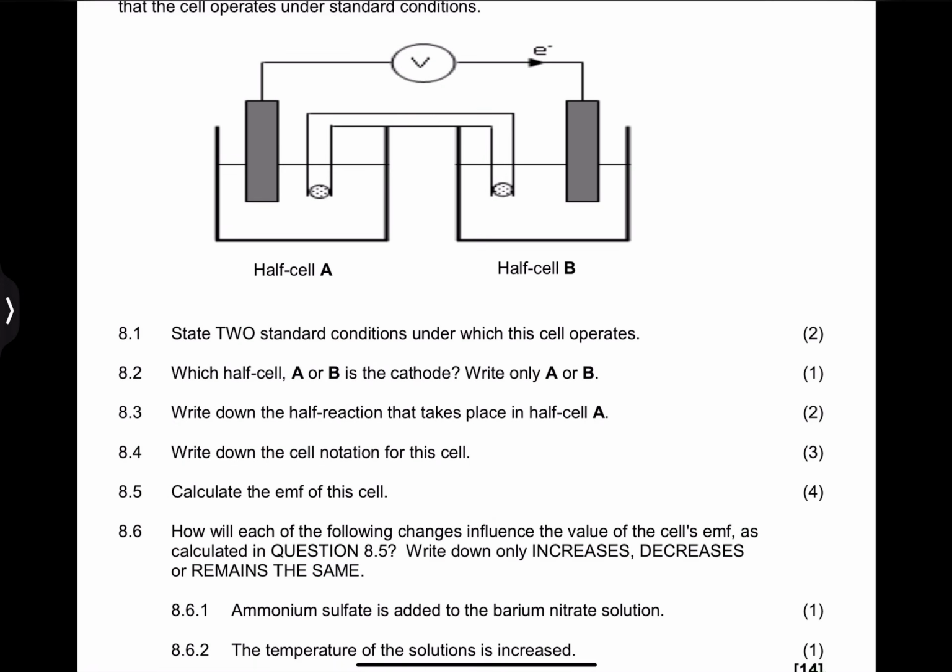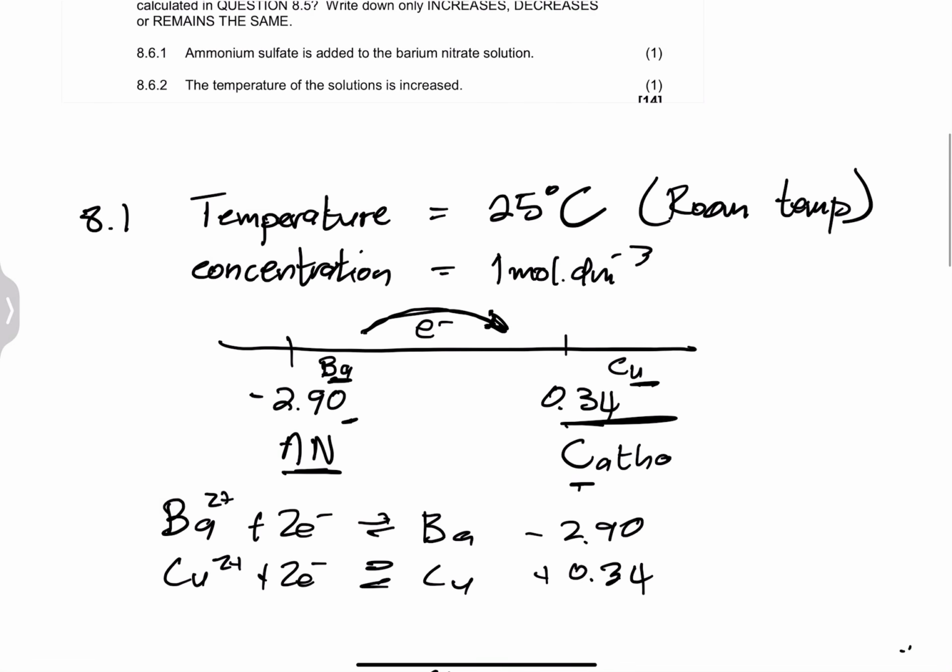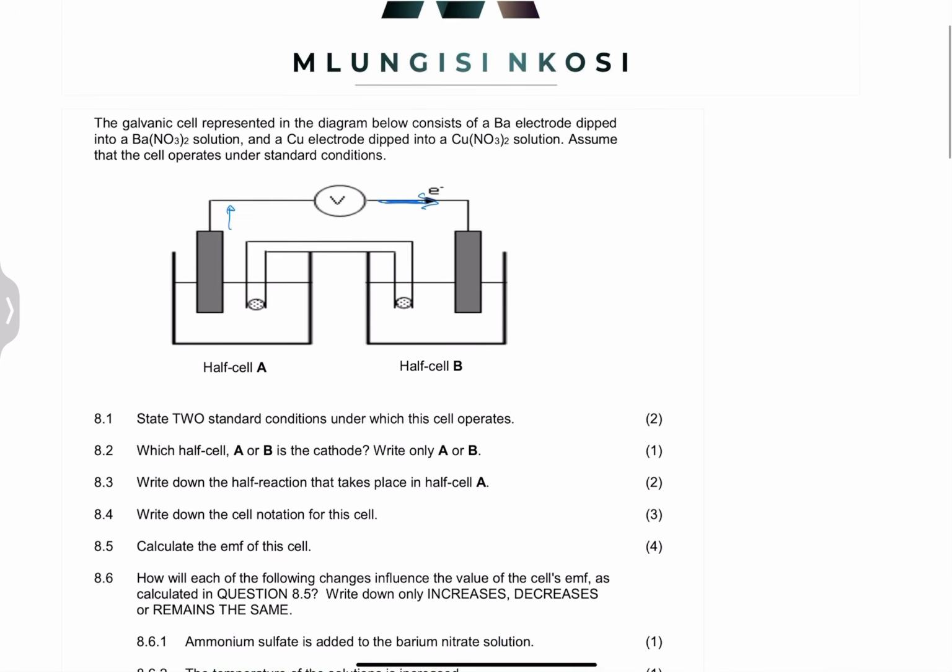Now, how would you know what A is? Look at the direction of the electrons, right? So A is where the electrons are coming from. This is the one that's giving away electrons. If you remember our diagram there, which one is giving away electrons? So it means barium is half cell A, right? And of course copper 2 plus, copper is the second electrode, half cell B.